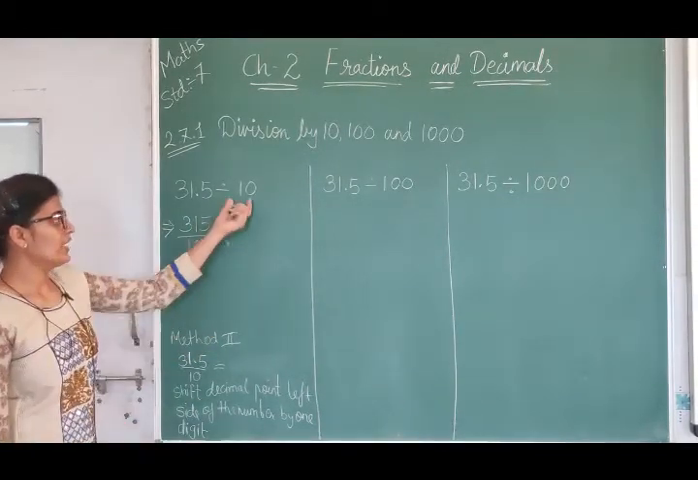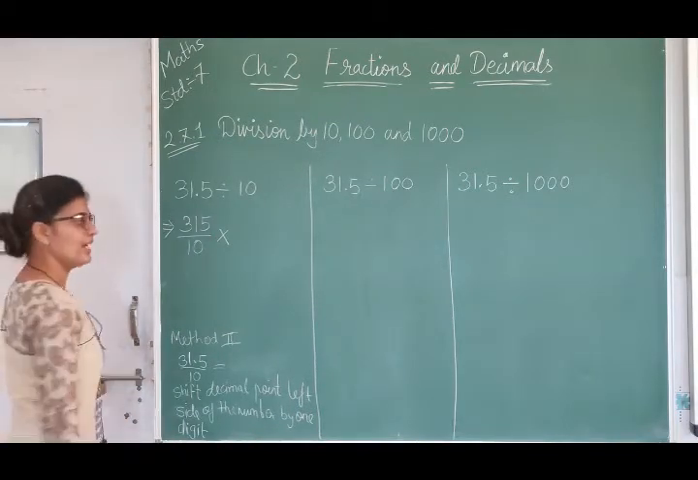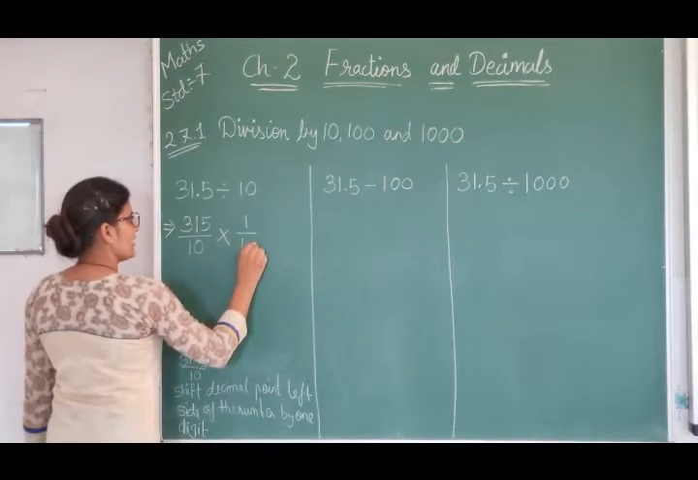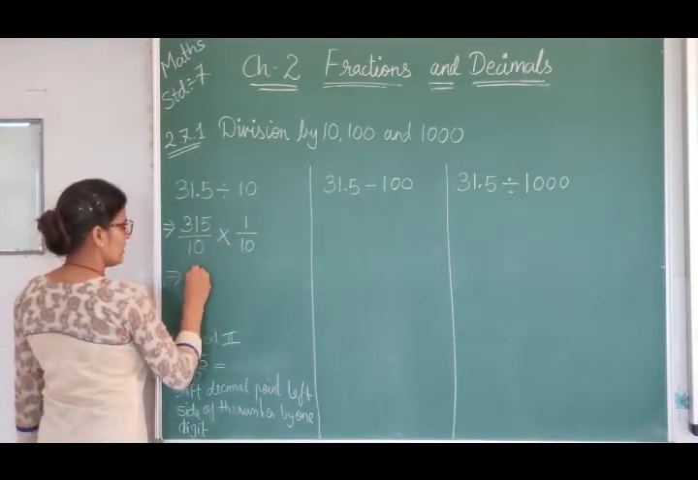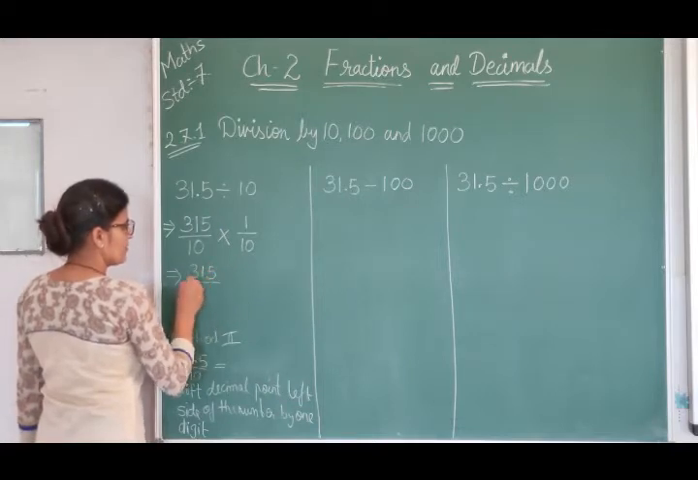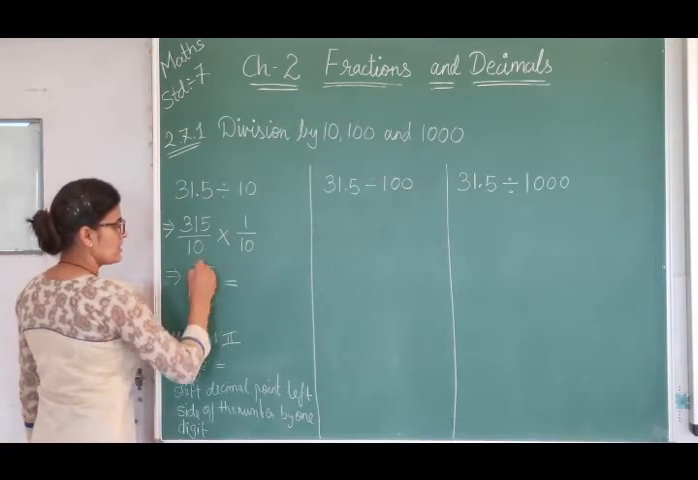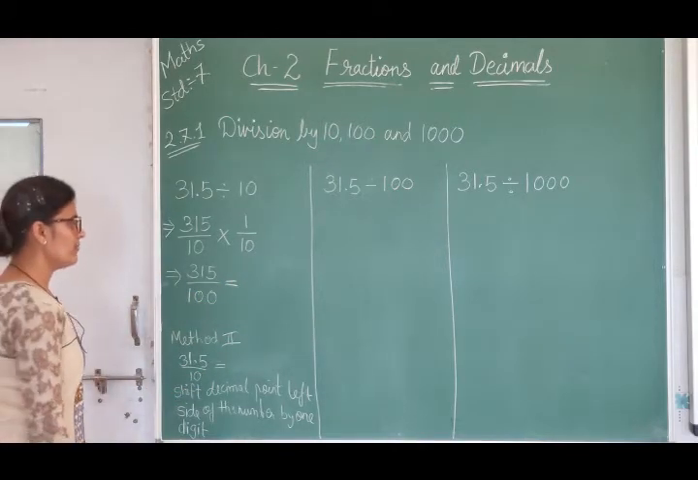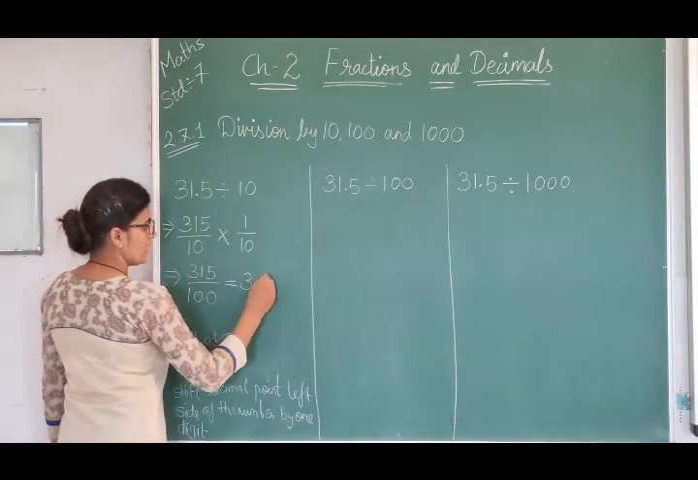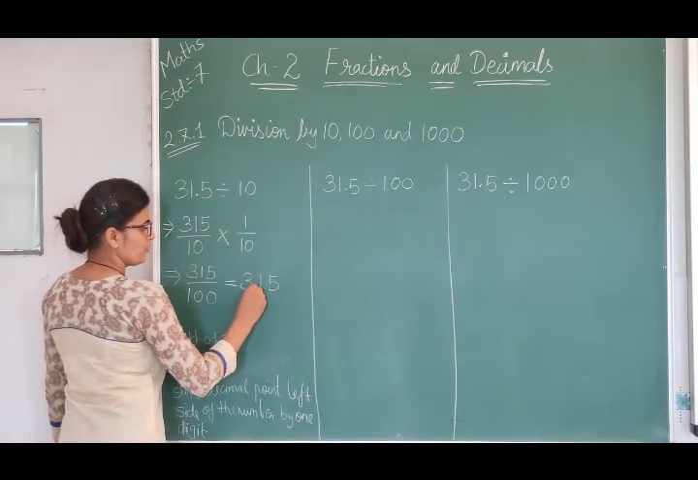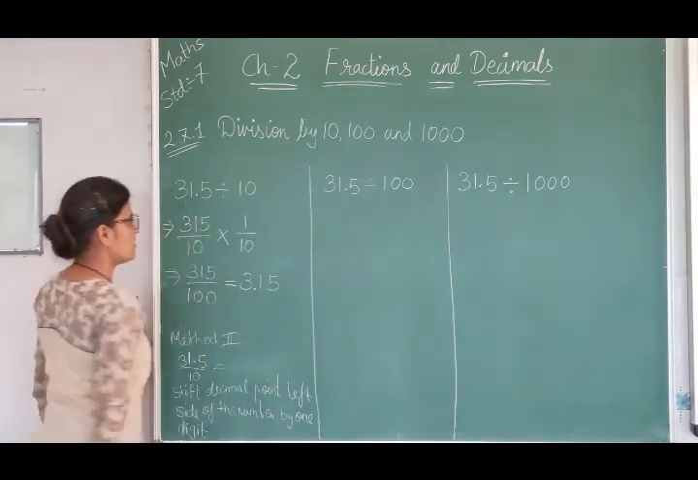But for that we need the reciprocal of this digit, means 10's reciprocal will be 1 by 10. So 1 by 10. So the required answer will be 315 multiplied by 1. The answer will be 315 only. 10 multiplied by 10, it will be 100. So this I want to convert in the decimal. What will be? After point there will be 2 digits. So I have to put the point over here, after point 2 digits. So 3.15. This is the one method.